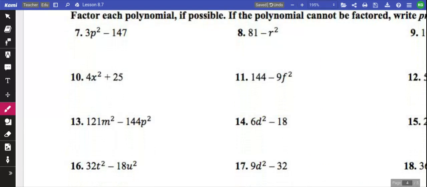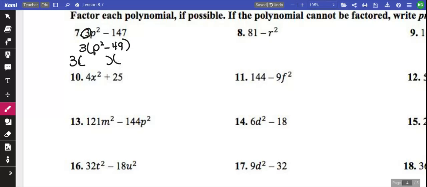Here's some more examples. Again, making sure that you're looking for a greatest common factor if they have it. This one has 3. 147 divided by 3 is 49. So that would be a 3 on the outside. The square root of p squared is p and p. The square root of 49 is 7. One's a plus, one's a minus.